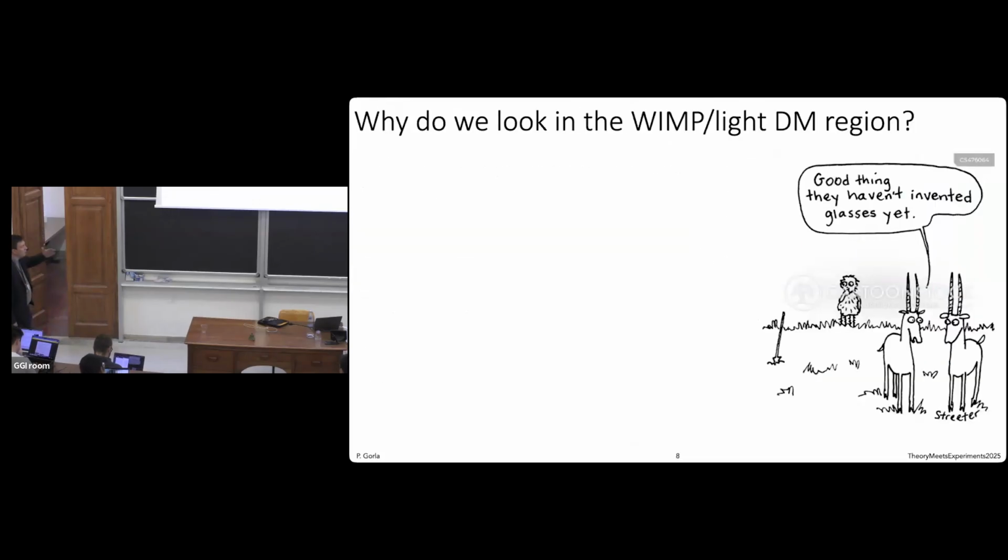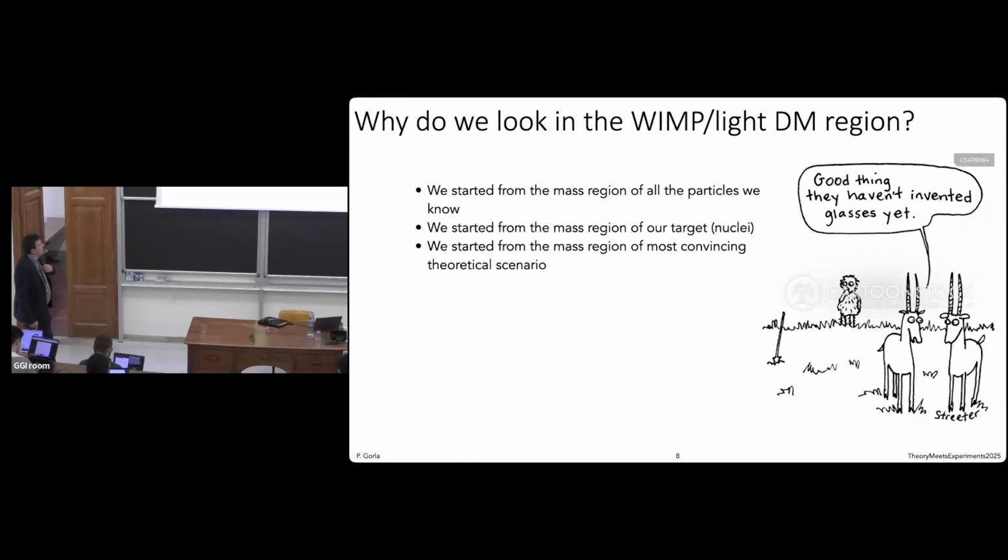So one question is, why do we look in the WIMP region? Is it that we're almost blind and we just throw our arrows somewhere, hoping to get something without really seeing? It's not really this way. We started from the mass region of all the particles we know. We know thousands of particles now, and all of them span, let's say, if you start from neutrinos, from the electron volt scale to the TeV scale and slightly above. There is nothing that we know that goes to micro electron volt. There is nothing that we know that goes to the Planck mass or whatever.